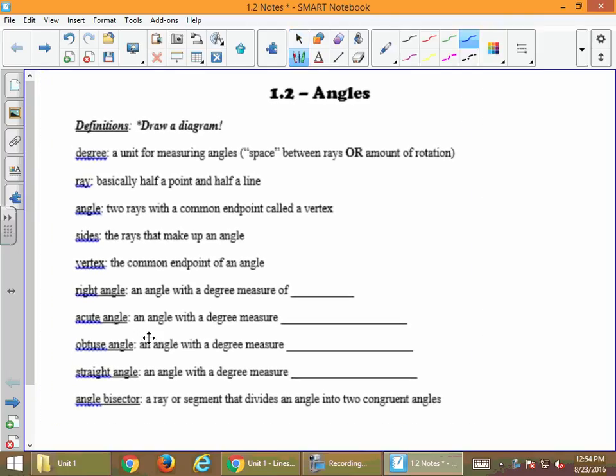A unit for measuring angles is what we call a degree. So if we say an angle is 90 degrees, you can just write 90, and the degree symbol is that open circle. That looks like it's a color, but it's not. That's just an open circle that means degrees.